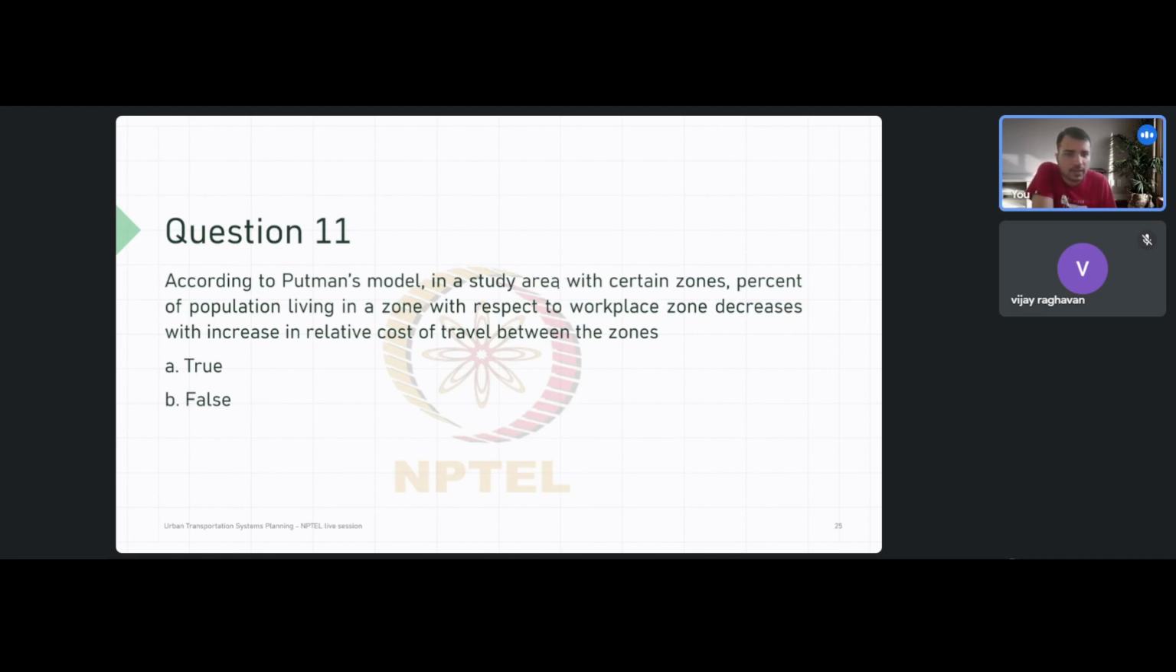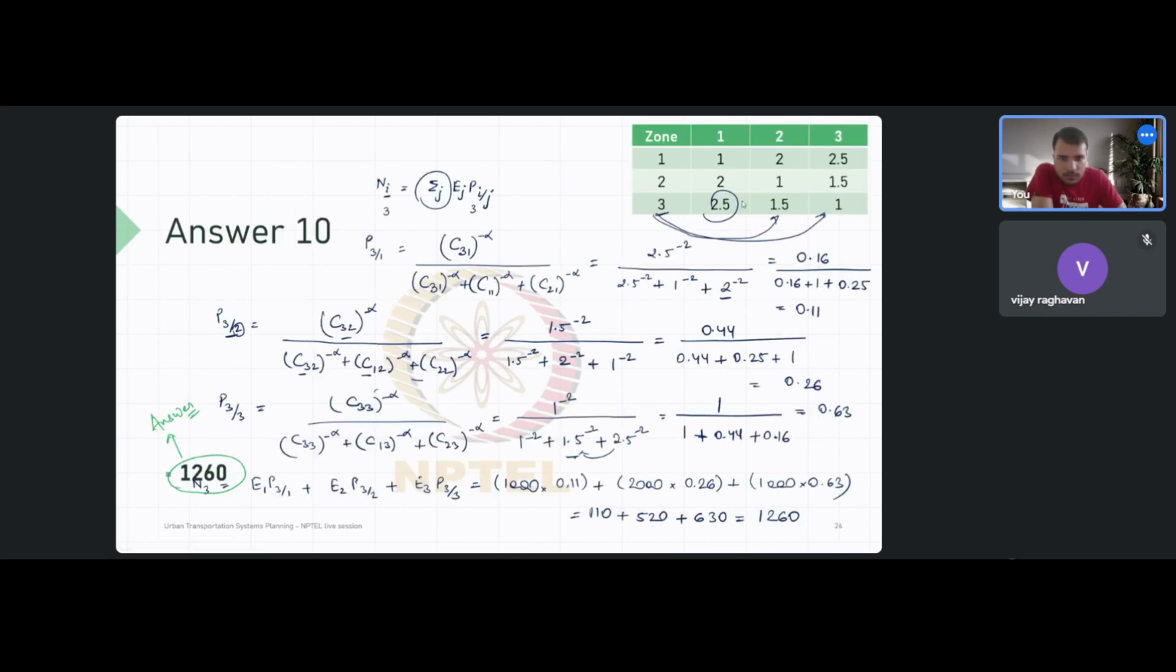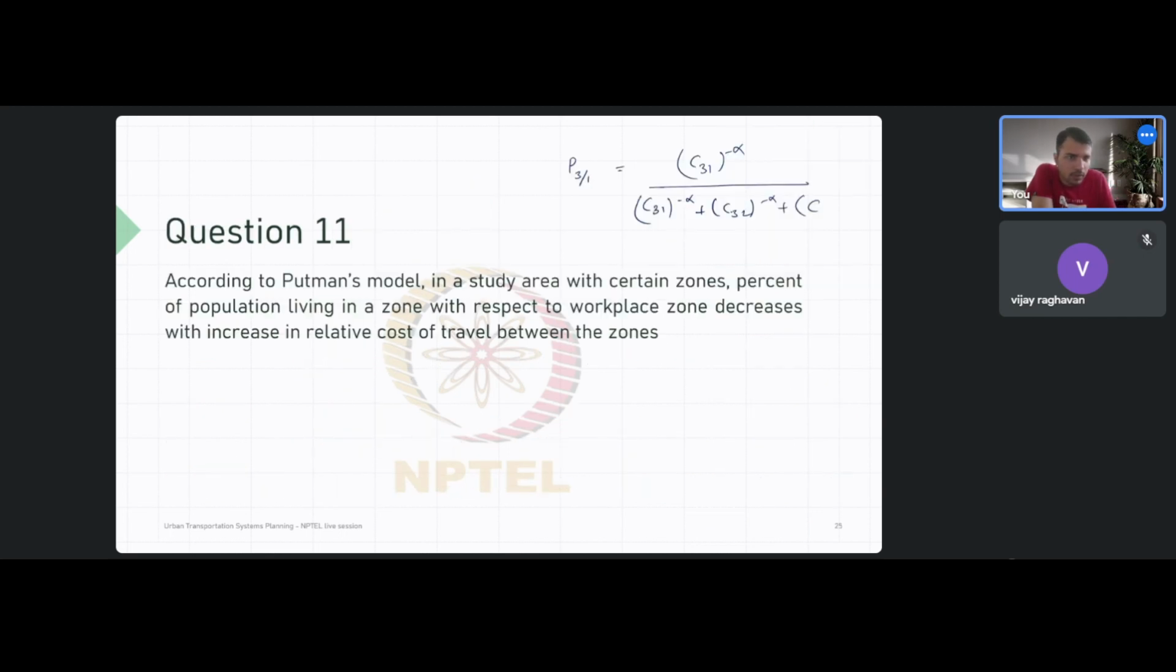According to Putnam's model in a steady area, just now we saw, let's take example of 3, 1. So what was 3, 1? It was C31 to the power minus alpha, over C31 minus alpha plus C32 minus alpha. So we have the formula for finding P.